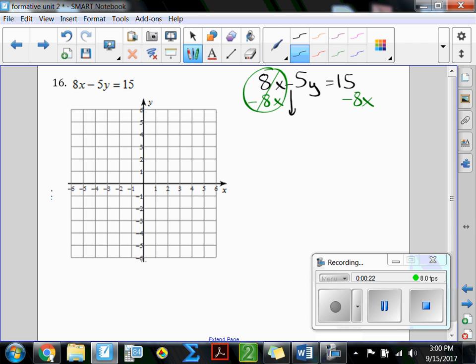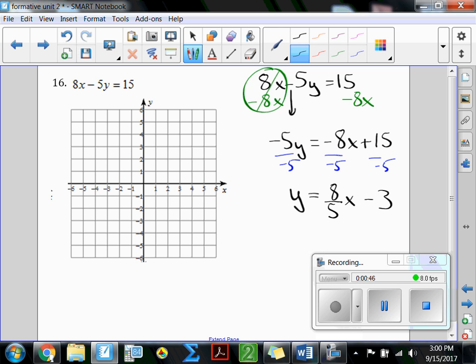That negative sign with the 5 comes down, so negative 5y equals negative 8x plus 15. Divide by negative 5 each spot. So I get 1y, or y. Negative 8 divided by negative 5 gives me a decimal, which I can leave as a fraction, positive 8/5, and then minus 3. So my y-intercept will be at negative 3.